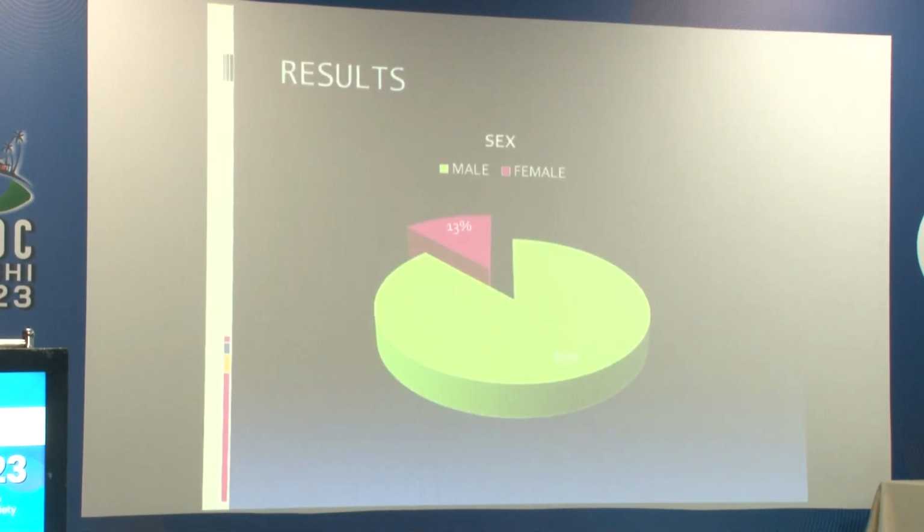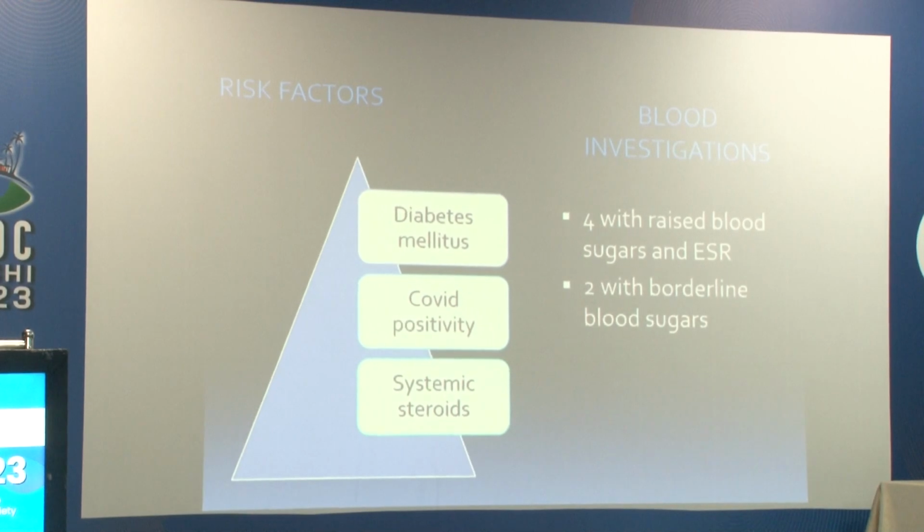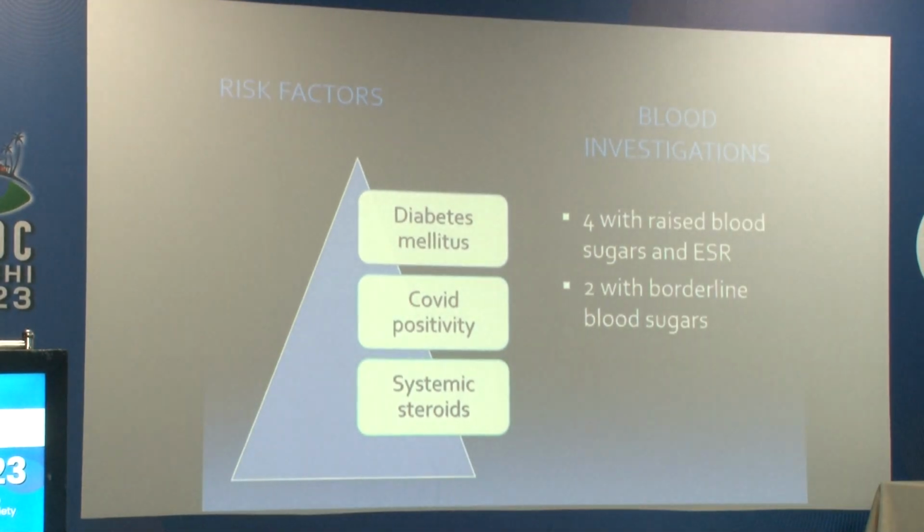Coming to our results, 87% of the patients were male with a mean age of 57.8 years. The risk factors commonly were diabetes mellitus, COVID positivity, and patients on systemic steroids. Blood investigations of 4 patients revealed raised blood sugars and ESR, and 2 had borderline blood sugars.